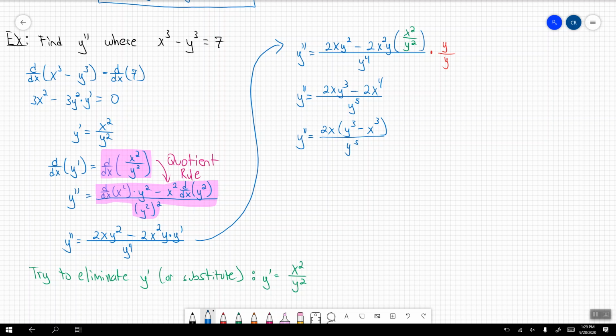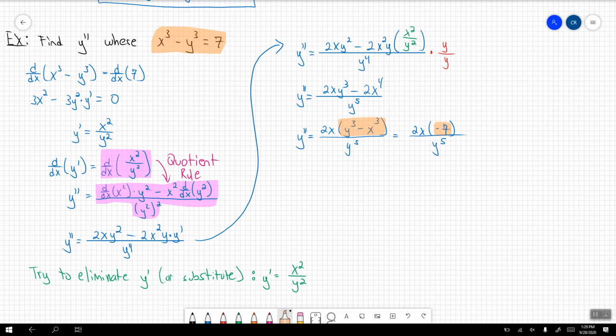And hey, wait a minute. This in the parenthesis, that looks oddly familiar. Isn't that the initial equation that we started with? Except if we multiply by negative, we actually get y cubed minus x cubed, which means that y cubed minus x cubed is actually negative 7. So this then becomes 2x multiplied by negative 7, all divided by y to the fifth.